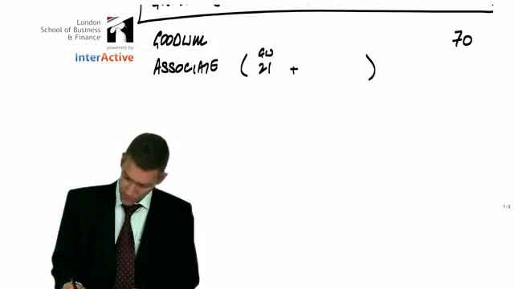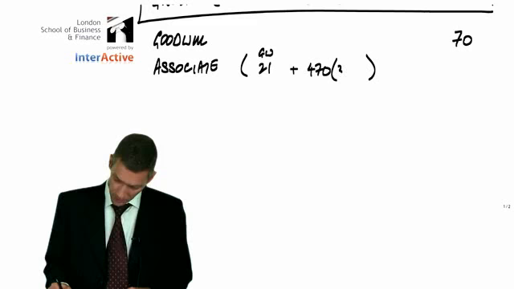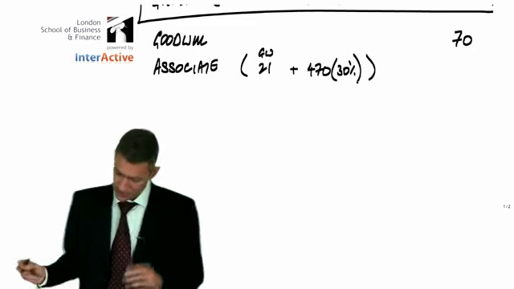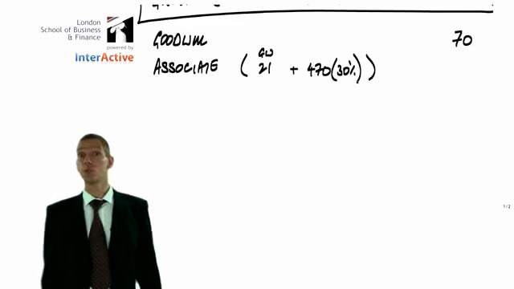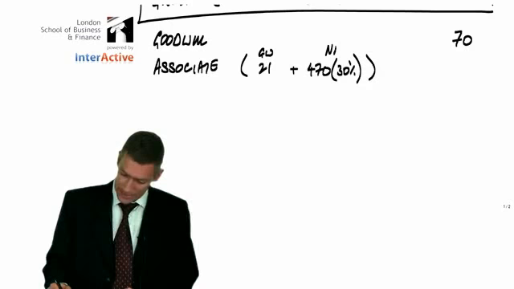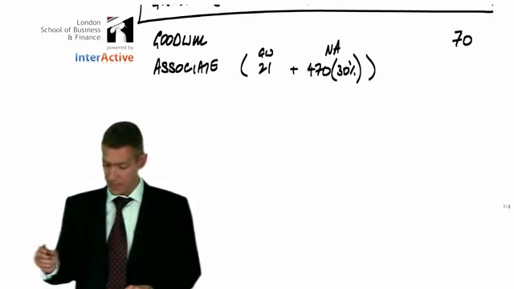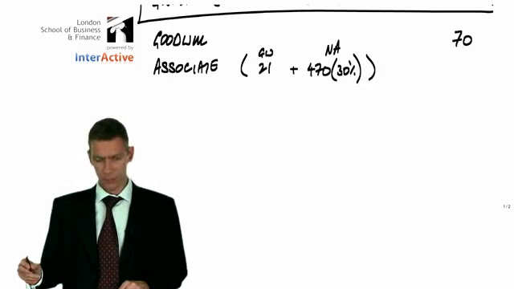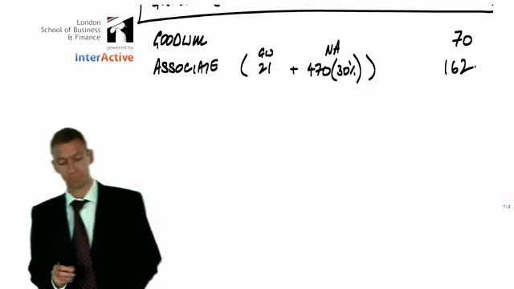470, and our ownership of that 470 is 30%, which is what, 150, 141. So 141 is our ownership of net assets in the associate. 21 is our ownership of goodwill in the associate. So that's 162, if my maths serves me correctly.